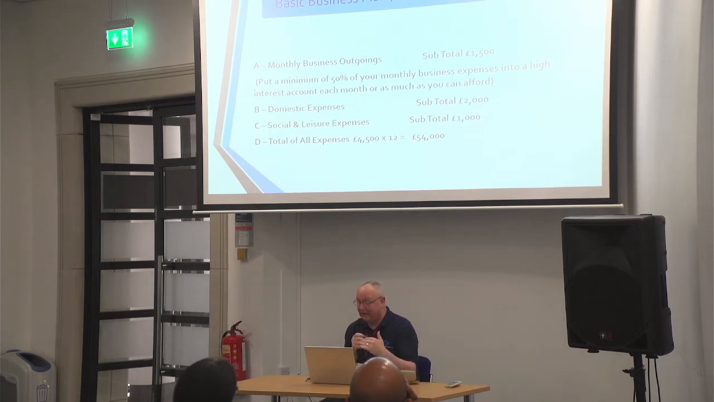Now, let's put all of that together. You've got your monthly business outgoings, £1,500, because you've put 50% into a high interest account. You've got £2,000 for your domestic expenses. Social and leisure expenses, another £1,000. Add it all together, that is £4,500 per calendar month, which works out at £54,000 a year. Sounds a lot, right? Okay.